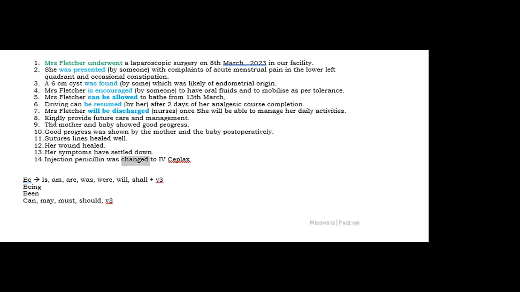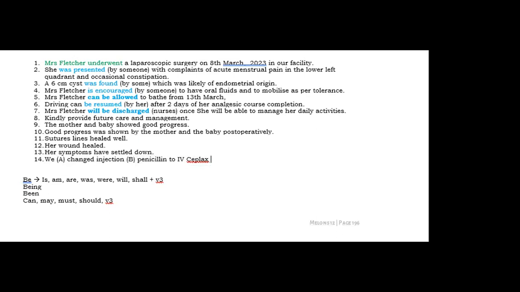Injection penicillin was changed to, this is okay, because what is the active voice? We, that means nurses, changed injection penicillin to IV Ciplax. So this is okay because the action is done by us. We changed something else. We are the ones who do the change, and injection is the one that got changed. So A to B. So we can convert this into passive voice.